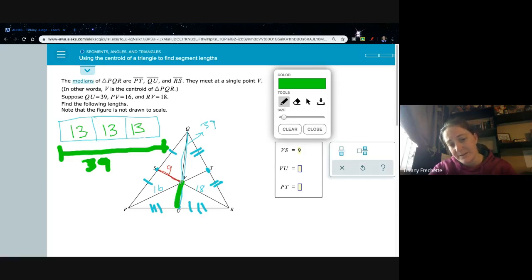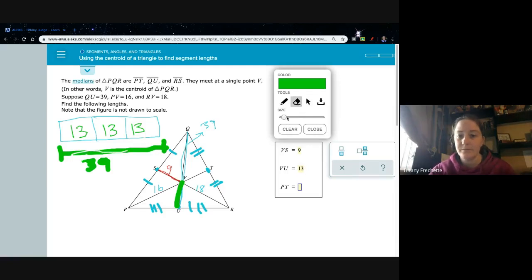Remember, this is the small one. It's going from the centroid to the midpoint. So that's the small one, and that means it's only one of the thirds. So it's going to be 13. I have 13 in here. All right.